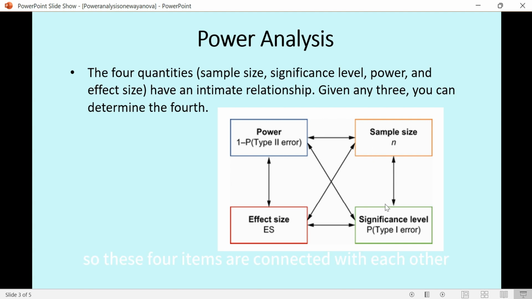These 4 items are connected with each other, and if we know 3 of them, then we can find the 4th. So in the power analysis, for example, if these 2 are decided, and we also know the power we want to get, we can find the sample size. And for example, if we know these 3, we can know the power of the test, of course.